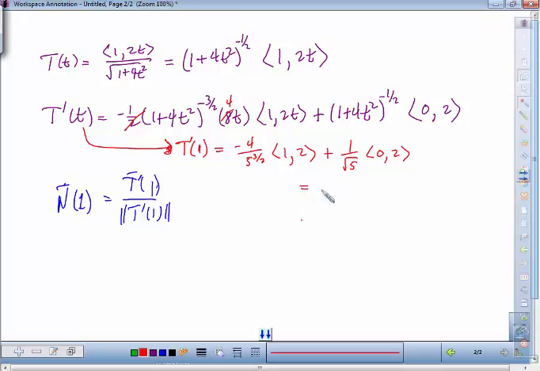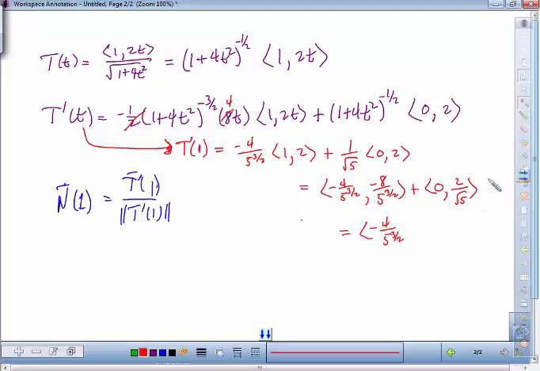So I have negative 4 over 5 to the 3 halves, comma, negative 8 over 5 to the 3 halves, plus 0 and 2 over square root of 5. So let's see if we can combine everything here. The x's are, since it's 0, that makes it nice.